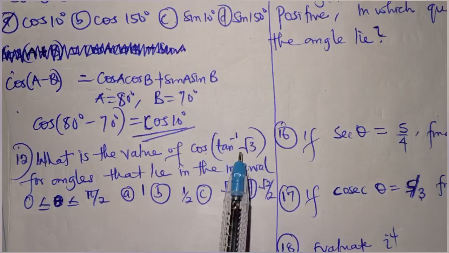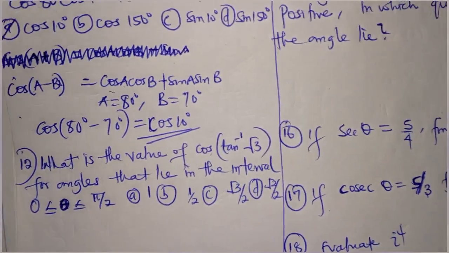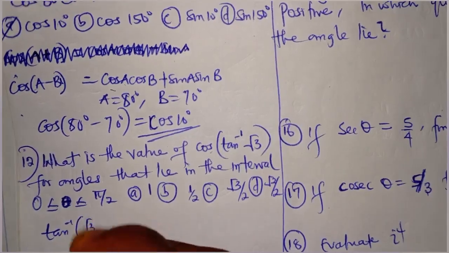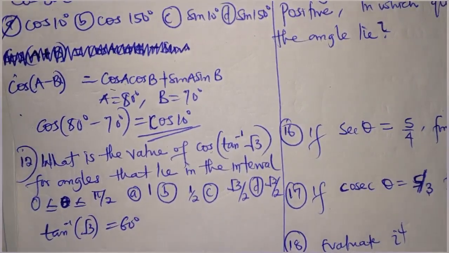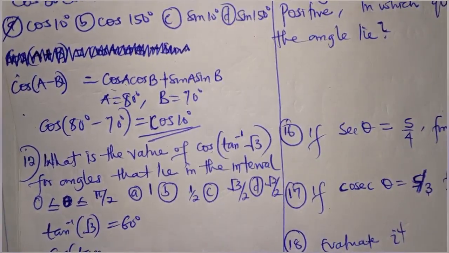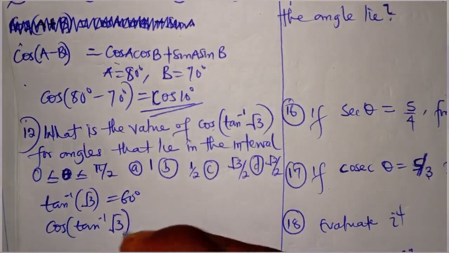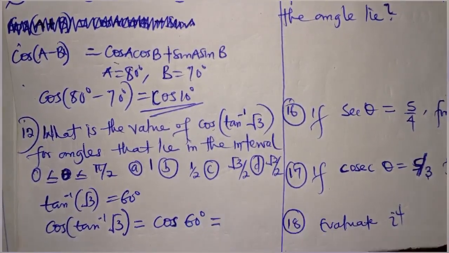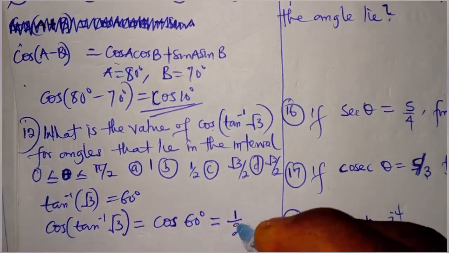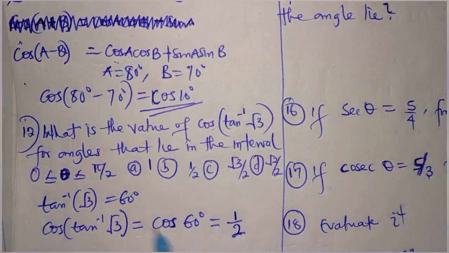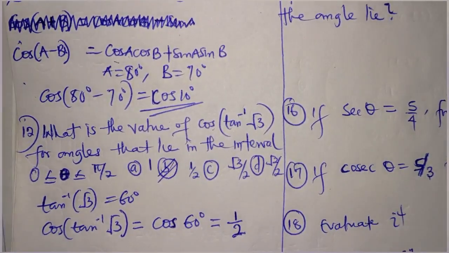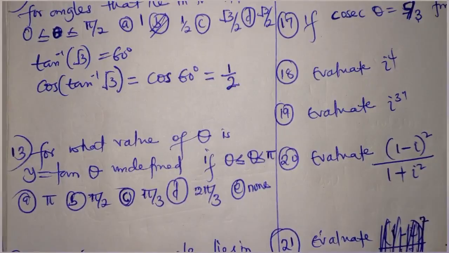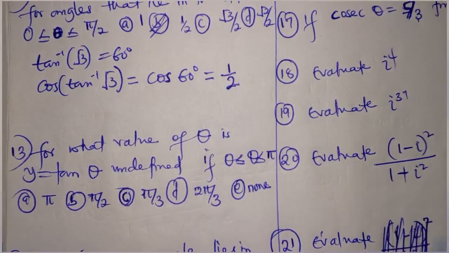So what is the tan inverse of root 3? The tan inverse of root 3 is 60 degrees. So if we are now saying cos tan inverse of root 3, it means that this is equal to the cosine of 60 degrees. And the cosine of 60 degrees is 1 over 2. Cos 60 is 1 over 2, or 0.5. And this you can see as option B. That's it.